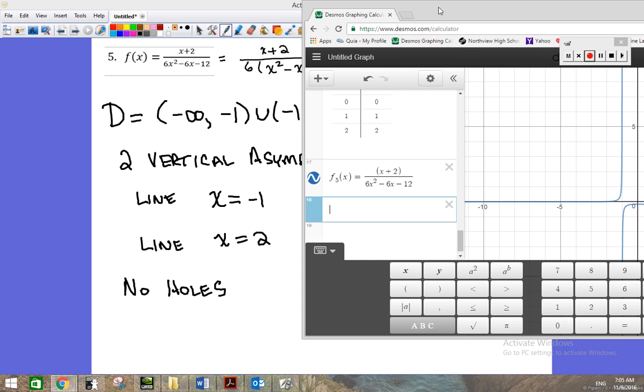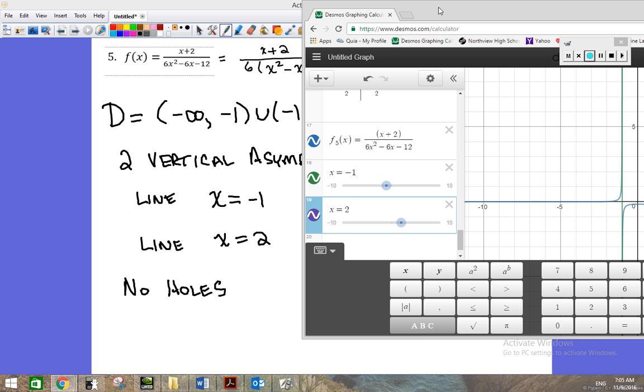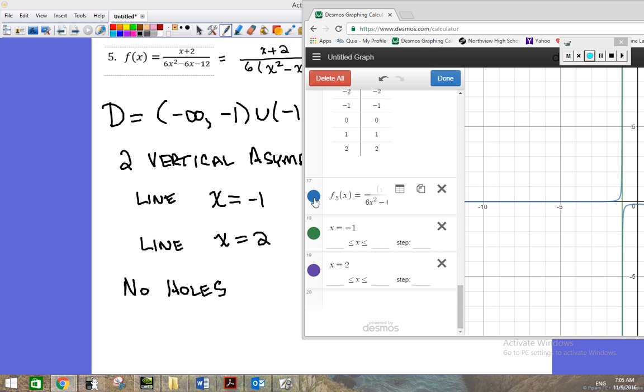Let's put those in as dashed lines. x equals negative 1, x equals 2. That's just making it easier for us to read. Let's make the original one black, that's easy to see. We'll make this one blue, or at least we have been, and make it a dashed line. And blue and a dashed line.